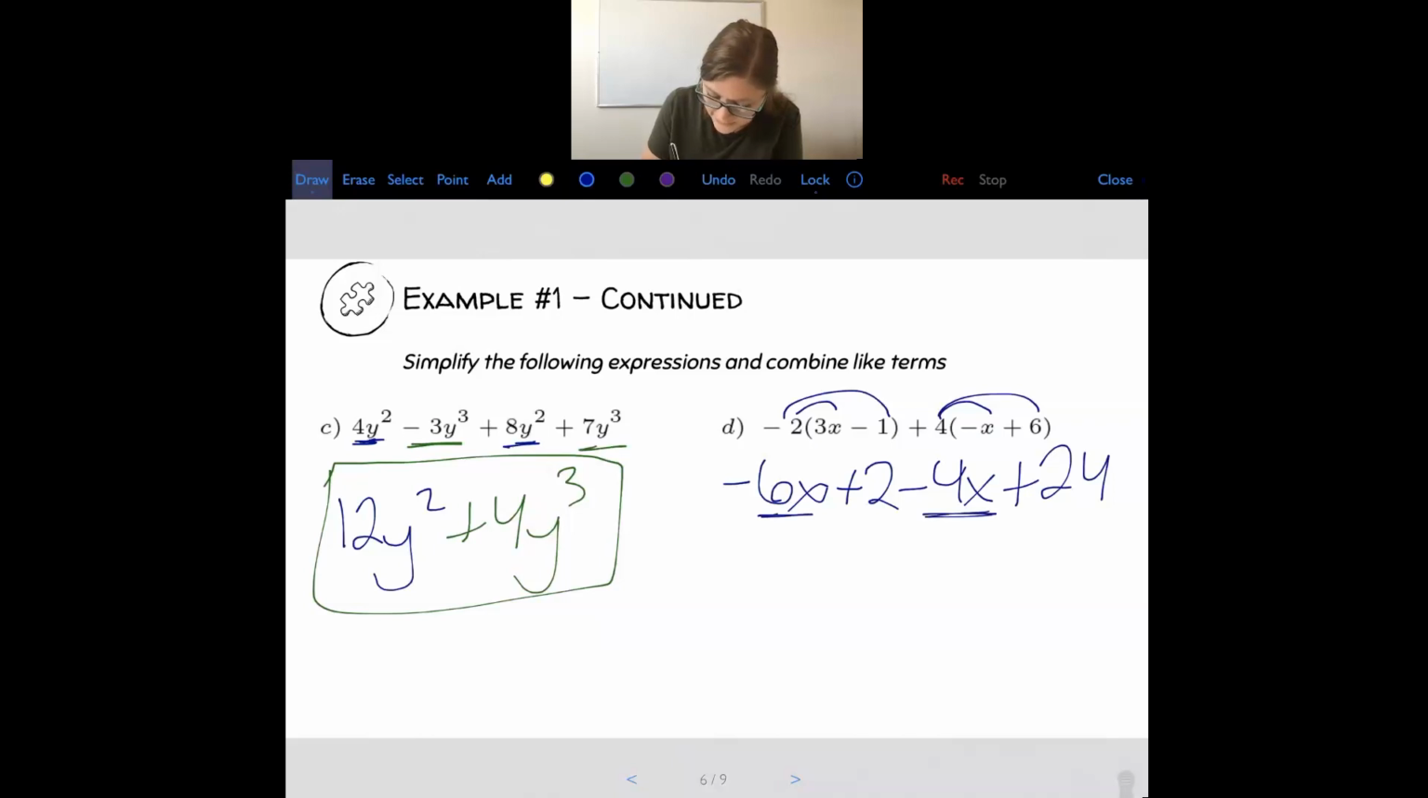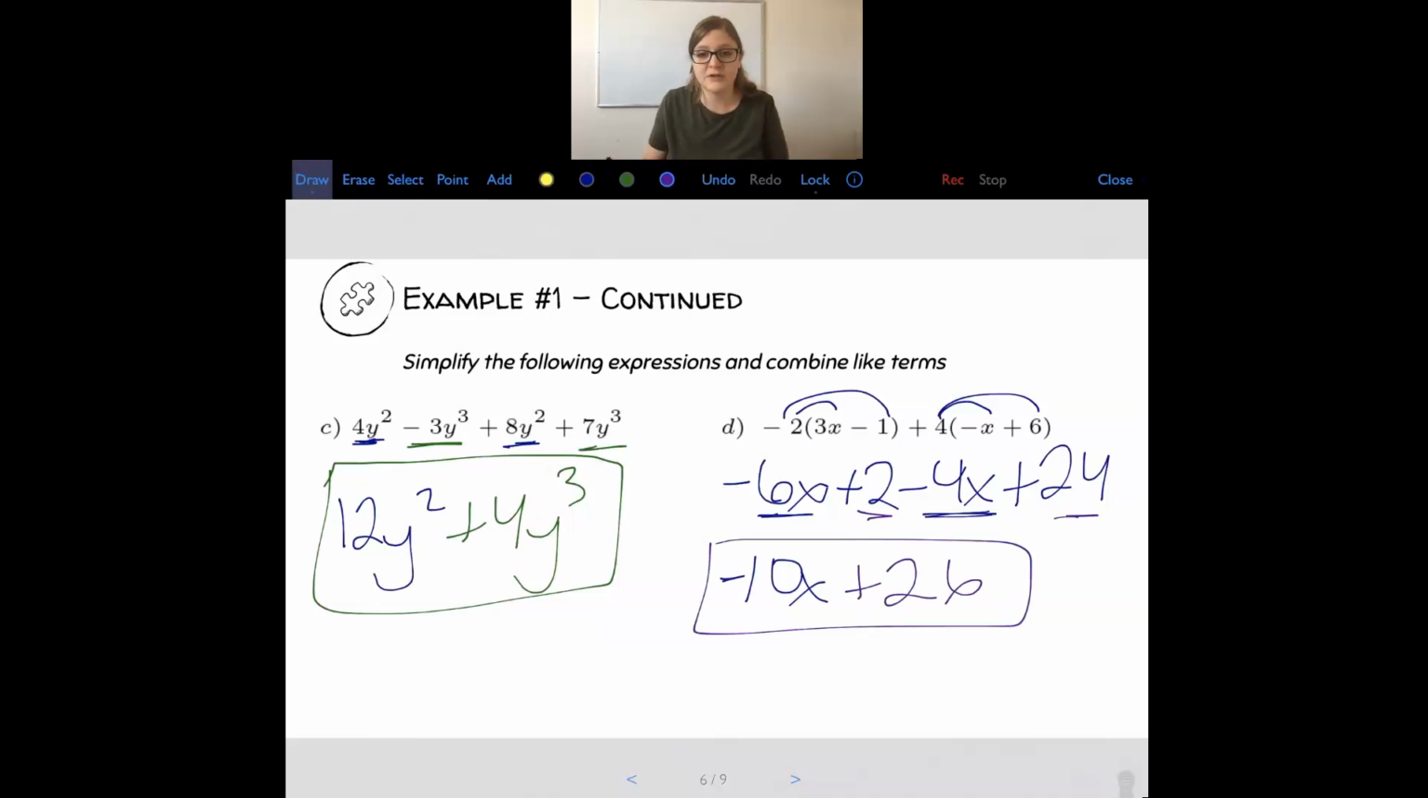-6x and -4x. You were $6 in debt. Somebody demanded $4 from you. This is -10. I do use a lot of money examples. That usually helps us to think about what way we're going. You could also use a number line when you're talking about adding and subtracting. And then 2 and 24, this is 26. So that's as small as it's going to get because negative 10x and 26 are not like terms, so nothing can be added together to make this smaller.